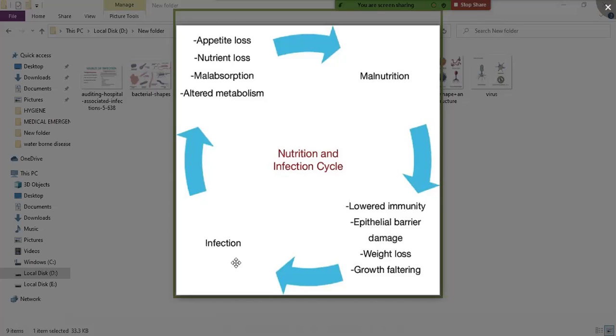Next, it will ultimately lead to infection. So the nutrition and infection cycle is also equally important. Whenever you are healthy, whenever your nutrition is good and appetite is good, then you can keep yourself away from various kinds of infection. Also immunity, good immunity, you should take immunization like polio. Have you taken polio when you were small?